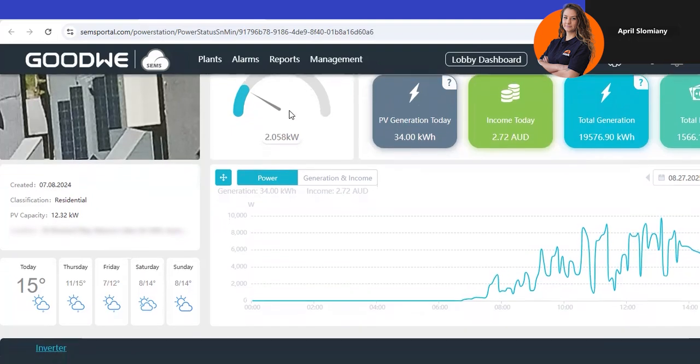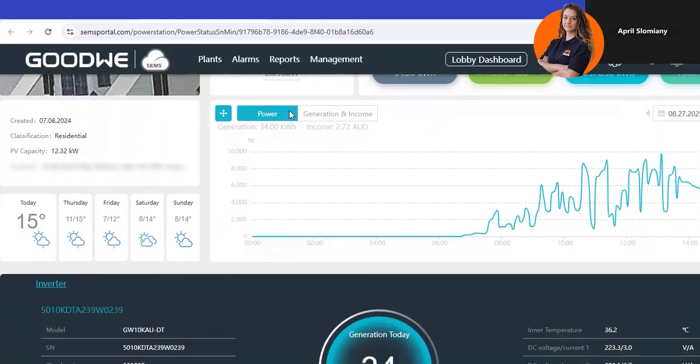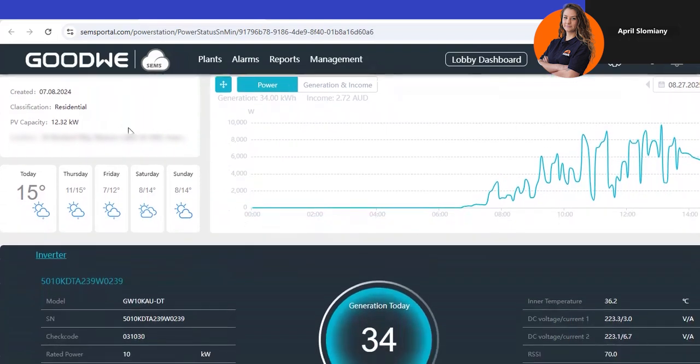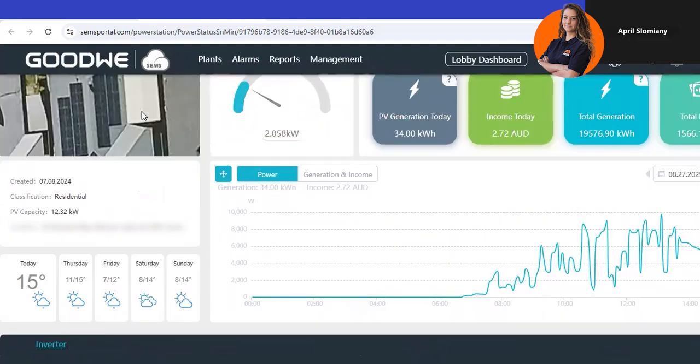Everyone's plant is going to look slightly different based on your panel orientation, the size of your system, and whether you are a solar only plant or solar and battery. We can see in the upper left-hand side that this is a system with an east-west orientation, and it's a 12.32 kilowatt system. Your system may look slightly different, and that's going to be reflected in the data that we're going to run through. The production will differ.